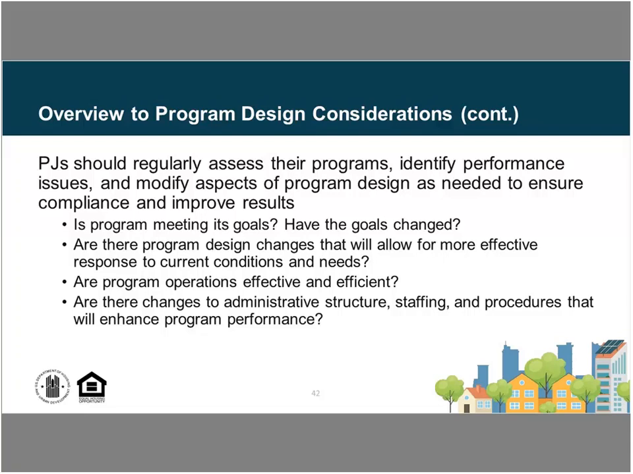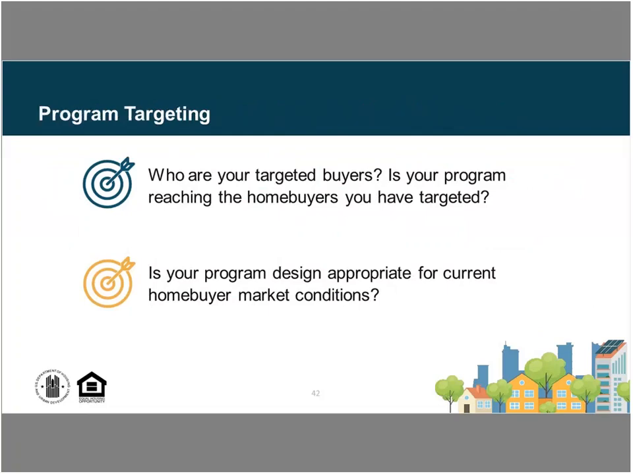Are there any changes to the administrative structure or staffing or procedures that will enhance your program performance? Is there new training that needs to be done? Is there an online application process? I know a lot of programs moved to online this past year over COVID and everybody having to shut down. So think about these different things and how they can enhance your program. As part of the ongoing evaluation and assessment, you should also consider whether your program targeting is appropriate and effective.